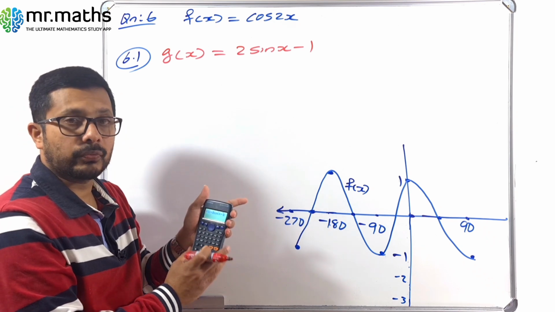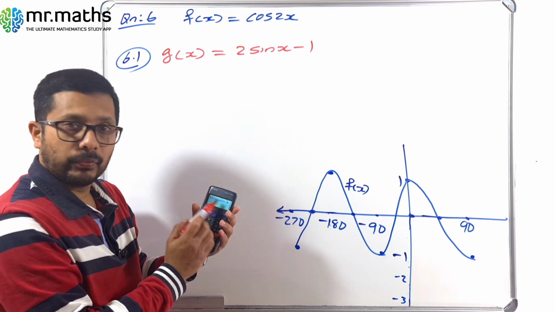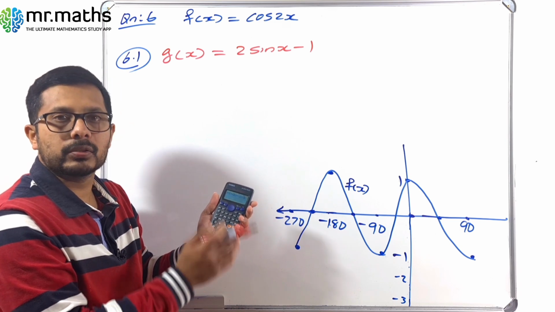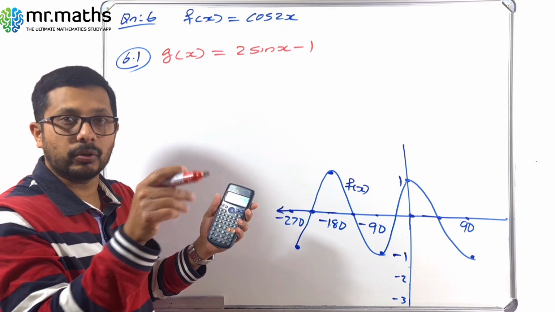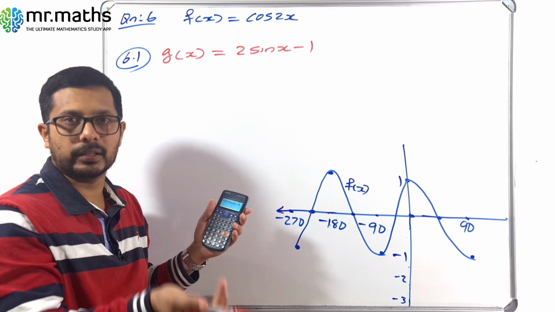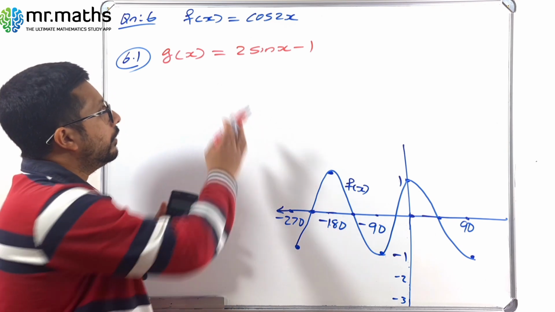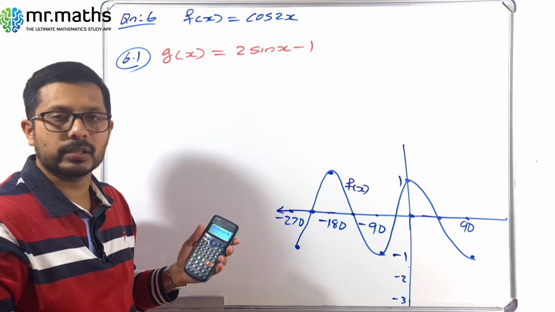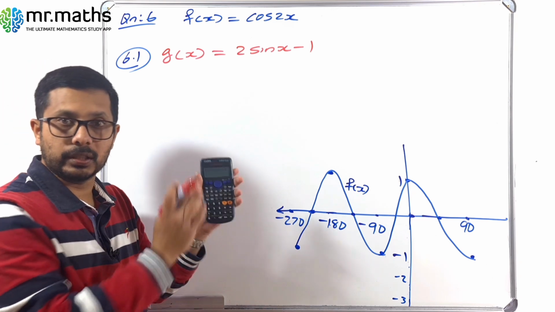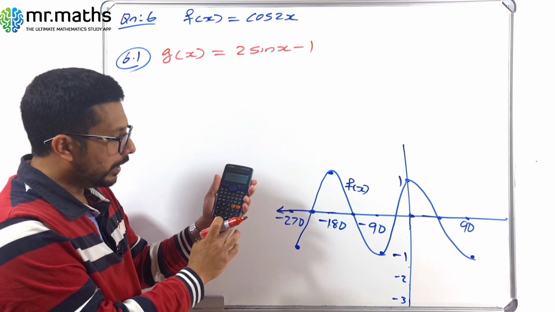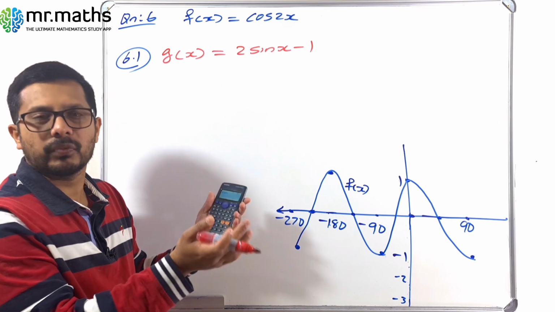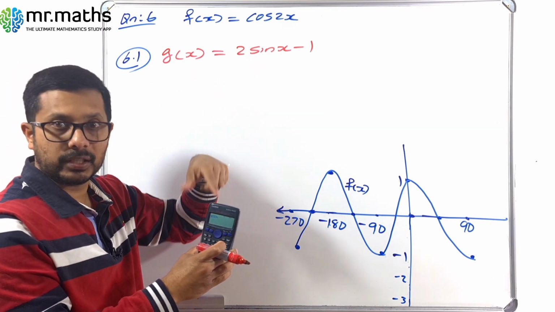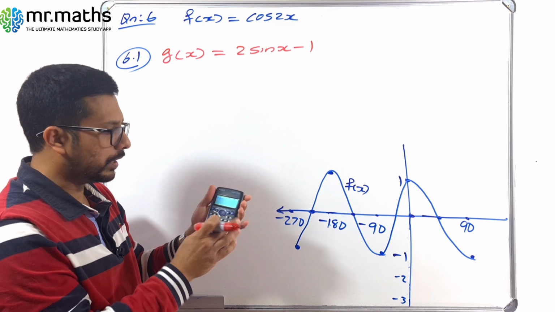Don't forget that here I typed f of x is equal to. When I press equal, it is going to ask what is g of x. Don't worry about that, that is another graph. Anyway we want to know 2 sin x minus 1, that's all. It doesn't matter whether it's f of x or g of x in the calculator. We already typed this g of x as f of x in the calculator, so just leave that one.